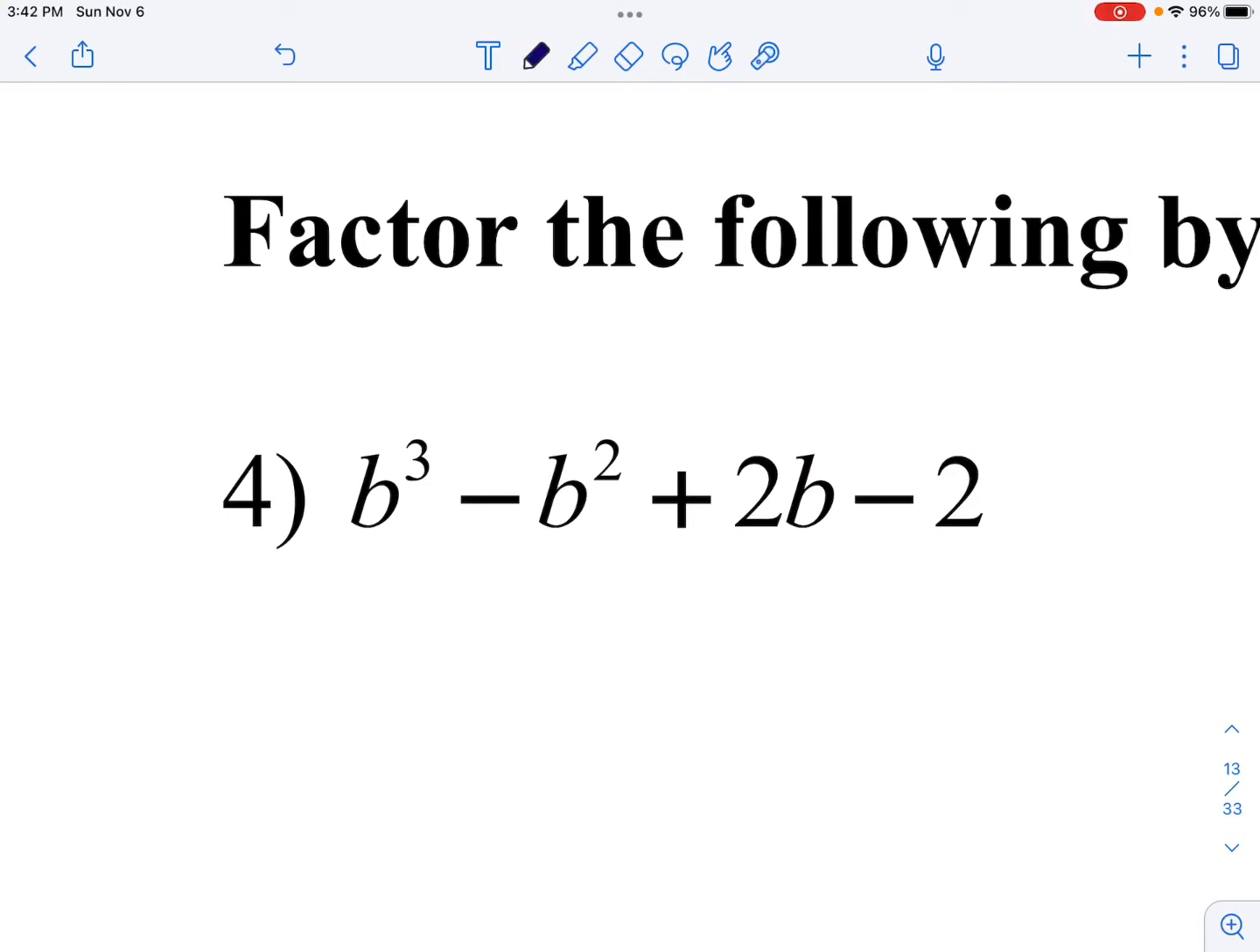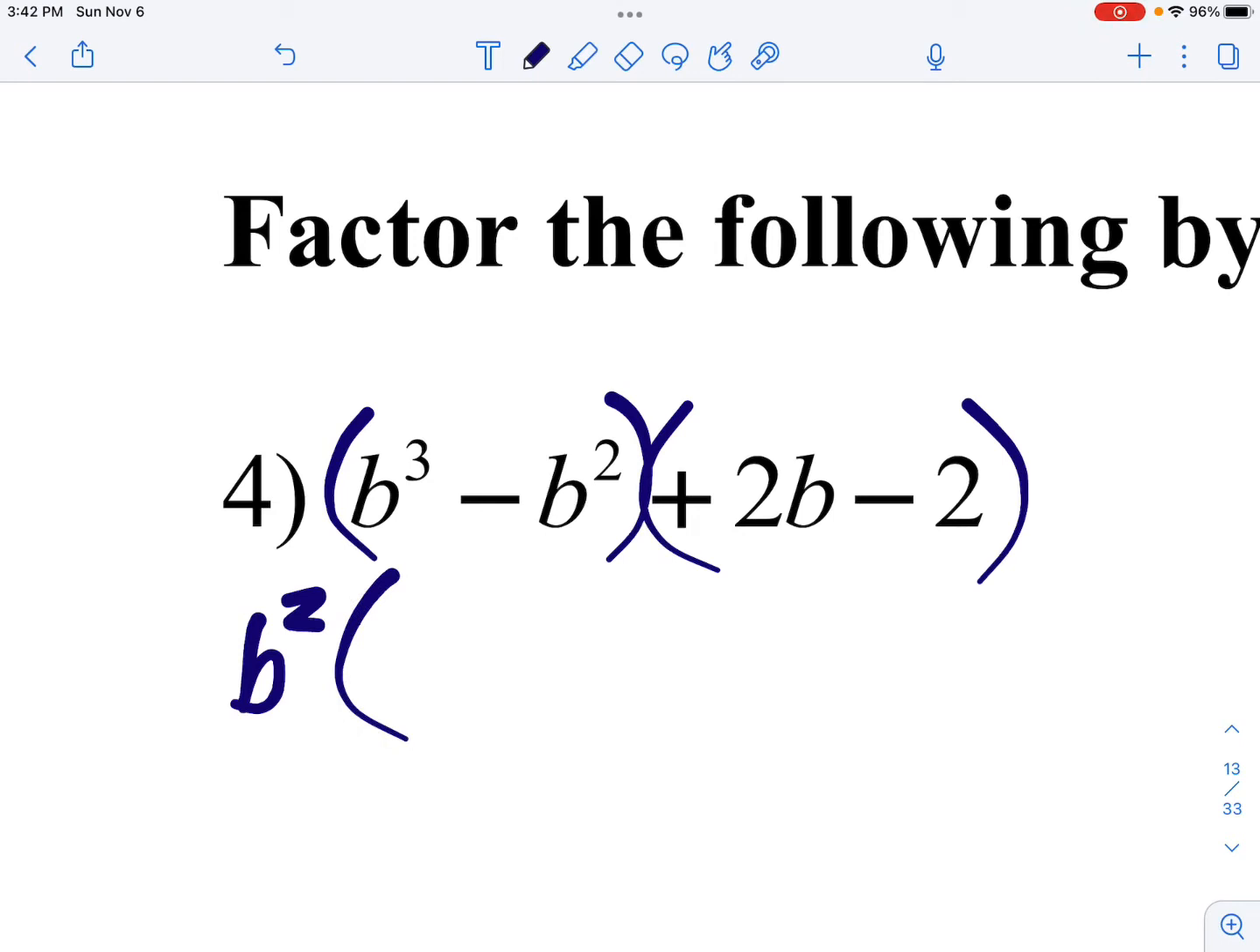That's called having 4 terms, which means I'm going to put parentheses around the first 2 and parentheses around the second 2. This is your strategy every time you see 4 things, 4 terms. This is b to the third. This is b to the squared. Which one is the smallest of those? This one. That's my GCF.